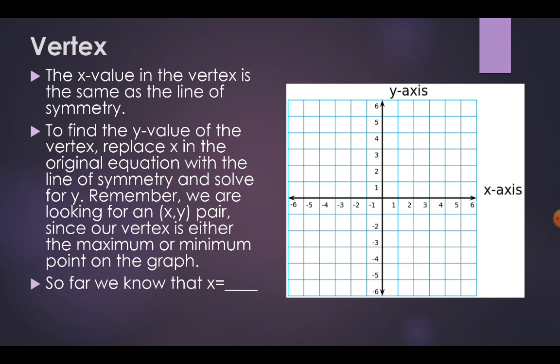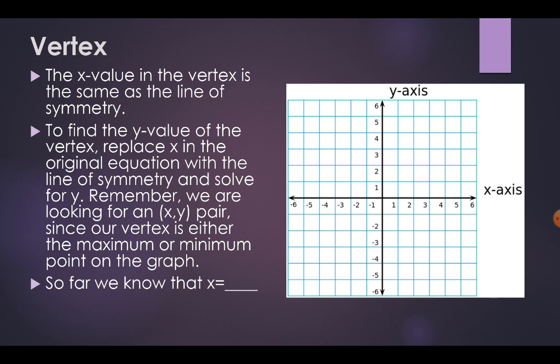Now with the vertex. The x value in the vertex is the same as the line of symmetry. To find the y value of the vertex, you're going to replace x in the original equation with the line of symmetry and solve for y. Remember, we are looking for an xy pair. Since our vertex is either the maximum or the minimum point on the graph, when we find the vertex, we need to find a point.